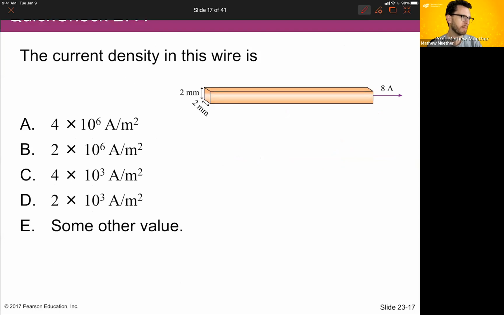All right, what about this one? Can you calculate the current density for this wire? Remember, our definition of current density was the total current divided by the cross-sectional area A.